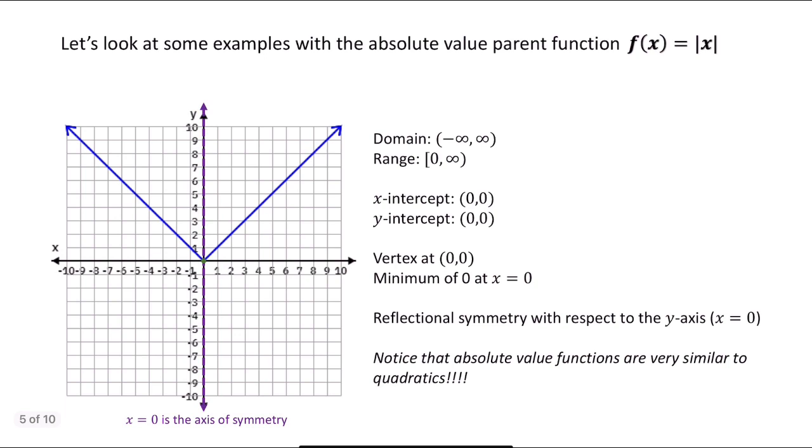So let's look at some examples with the absolute value parent function. In this case, when we talk about f of x, that's going to be f of x equals the absolute value of x. That's the nice thing about using function notation to describe transformations: f of x can be anything that we define it to be. So in this video, we're going to be talking about f of x being the absolute value of x.